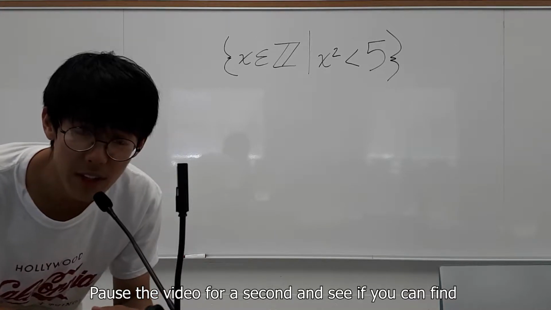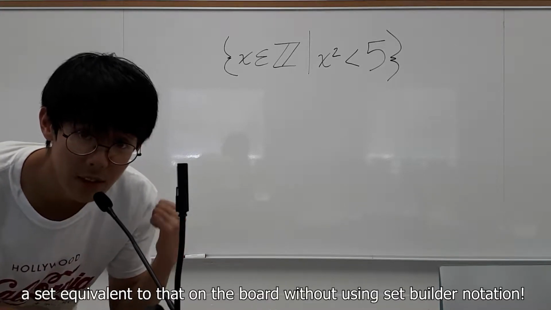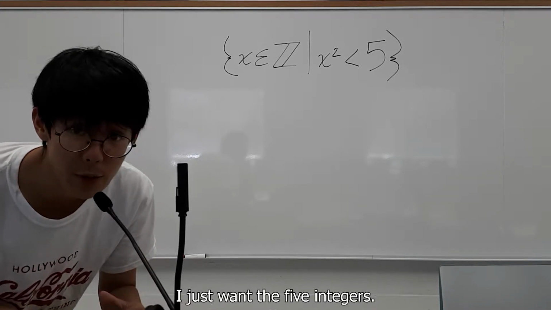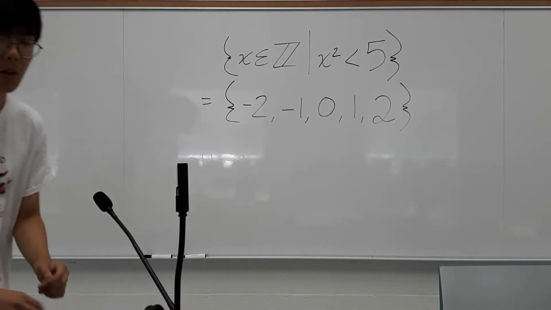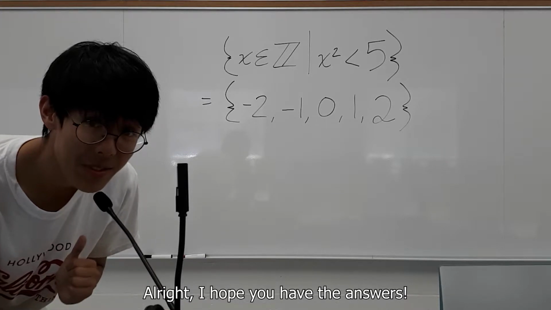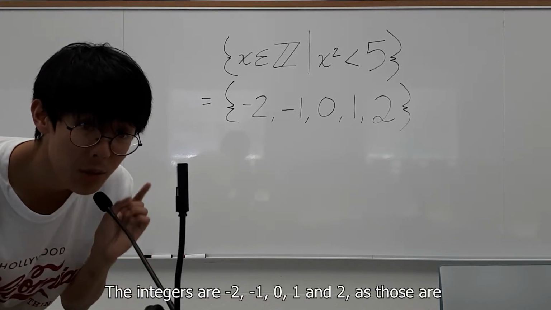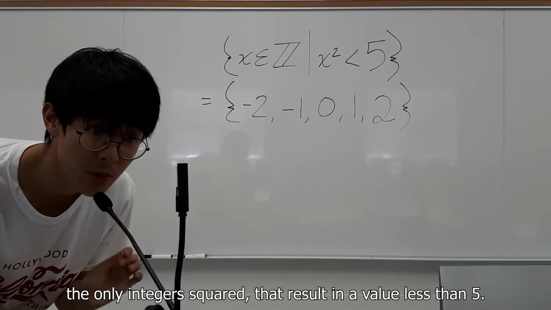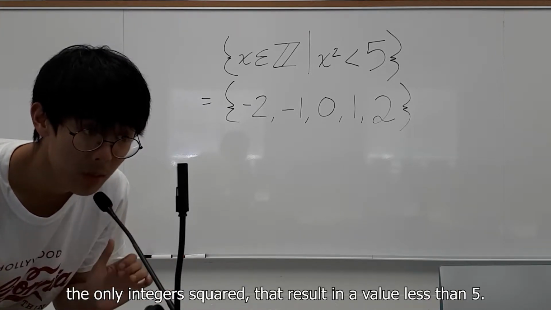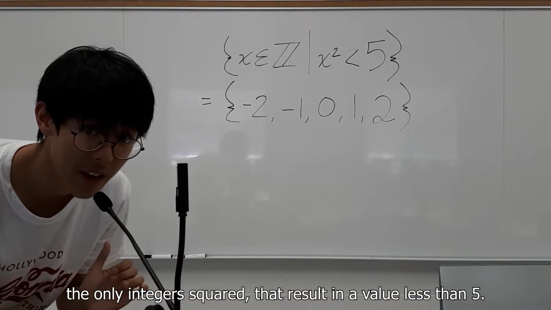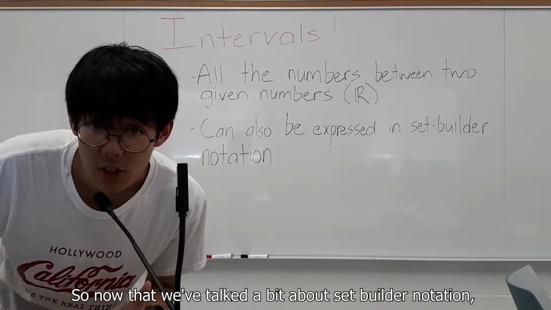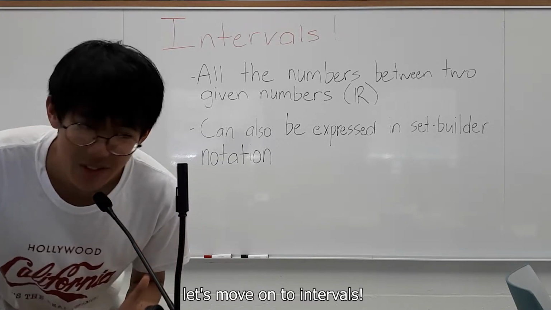Pause the video for a second and see if you can find a set equivalent to that on the board without using set builder notation. I just want the 5 integers. Alright, I hope you have the answers. The integers are -2, -1, 0, 1, and 2, as those are the only integers whose squares result in a value less than 5. So now that we've talked a bit about set builder notation, let's move on to intervals.